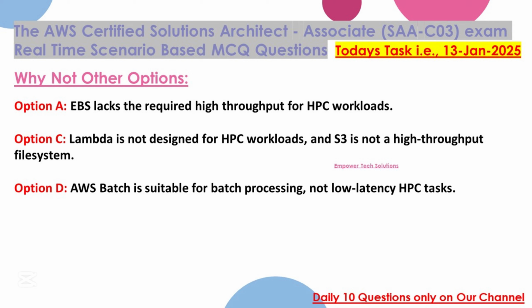Why not other options? Option A. EBS lacks the required high throughput for HPC workloads. Option C. Lambda is not designed for HPC workloads, and S3 is not a high-throughput file system. Option D. AWS Batch is suitable for batch processing, not low-latency HPC tasks.